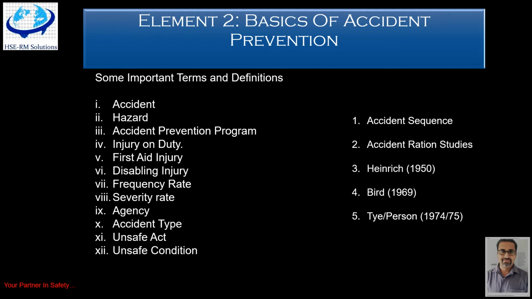Now, an accident prevention program changes from company to company, one process to another process, depending upon the hazards associated with it. The fourth part is injury on duty. Any injury that arises out of or in the course of a person's employment is injury on duty. Arising out of a person's employment means injury due to a hazard faced because of his occupation. Arising in the course of a person's employment means while he was doing his work during his employment.